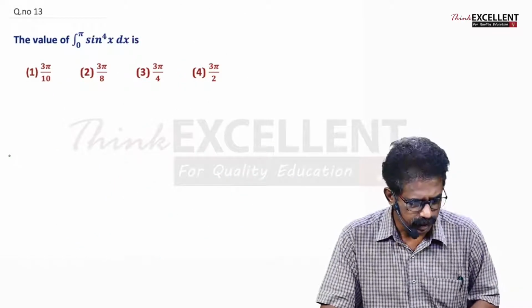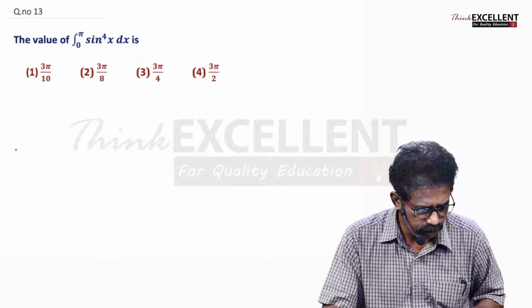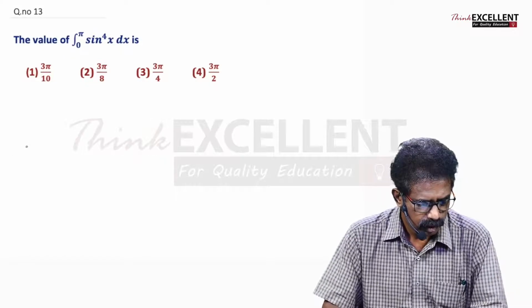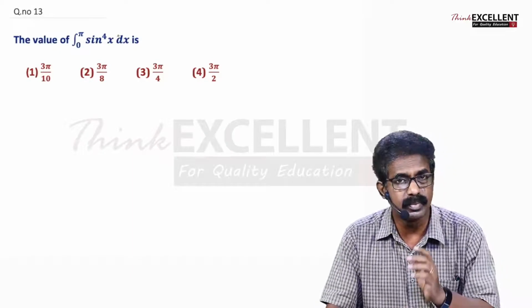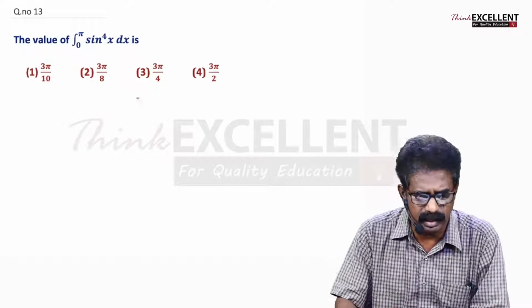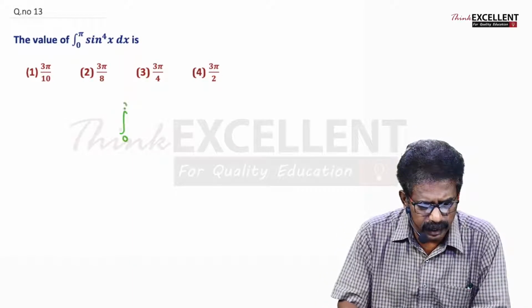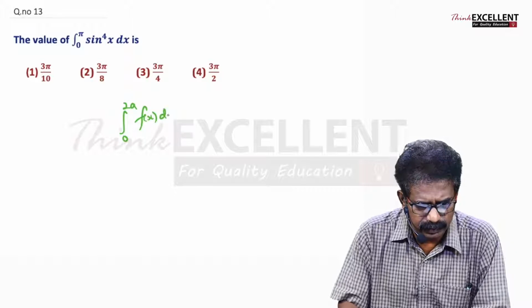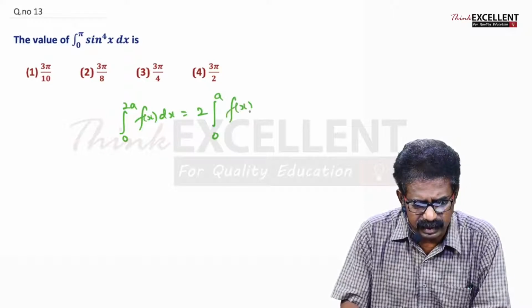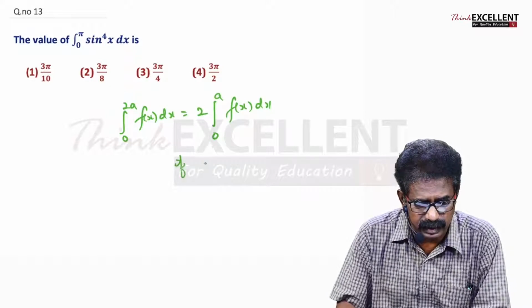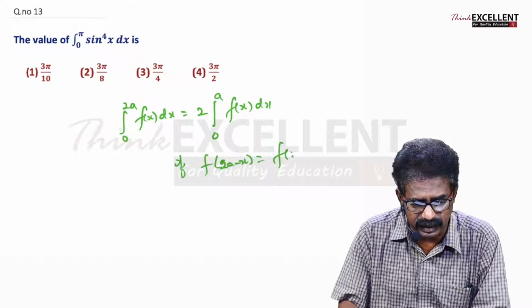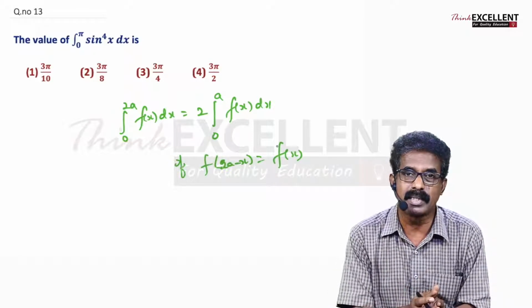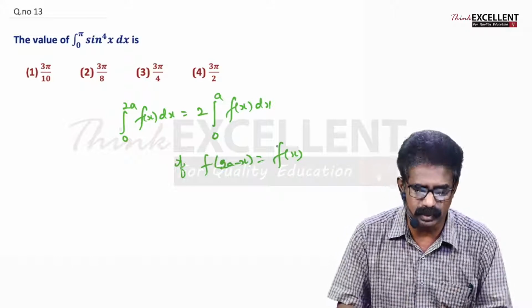Now listen, question number 13. See the 13th one. Integral 0 to pi sine raised to 4x dx. Here also we try to use reduction formula, but there is a formula: integral 0 to 2a f of x dx can be written as 2 into integral 0 to a f of x dx if a condition is satisfied. What is the condition, you know? F of 2a minus x is f of x. If f of 2a minus x is minus f of x, then your answer is 0, right?